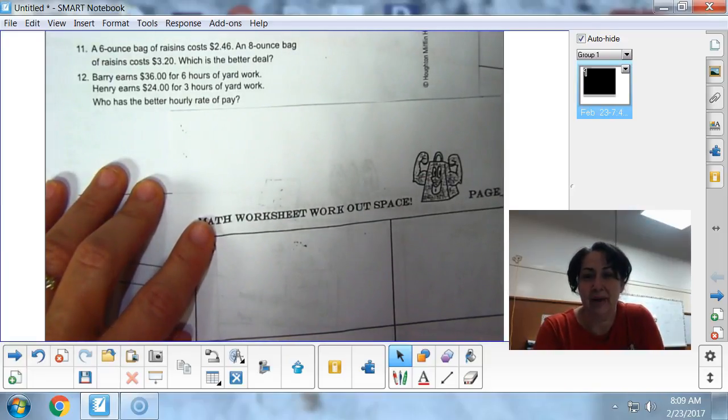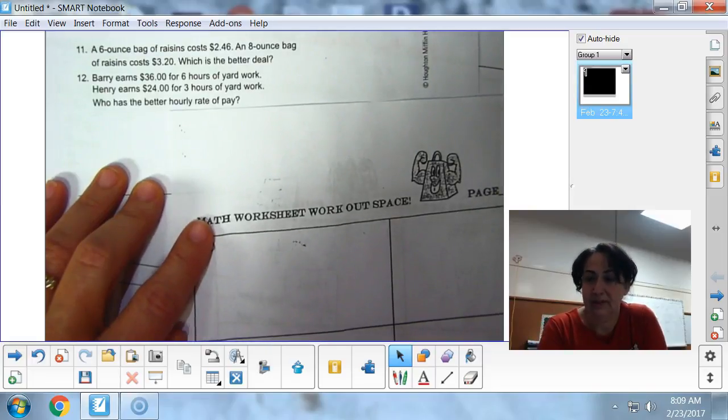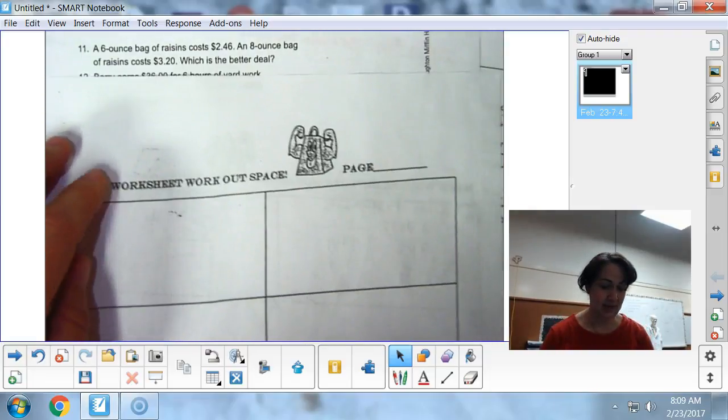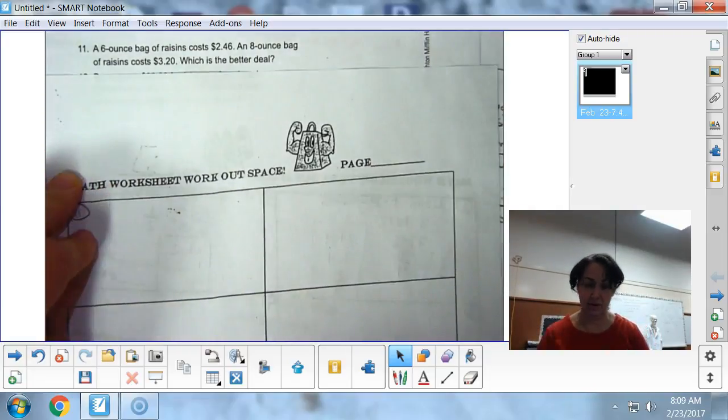11 says a 6-ounce bag of raisins costs $2.46. An 8-ounce bag of raisins costs $3.20. Which is the better deal? To find the better deal, we have to find the unit rate and see which one is less. I want to see how much 1 ounce costs of each one.